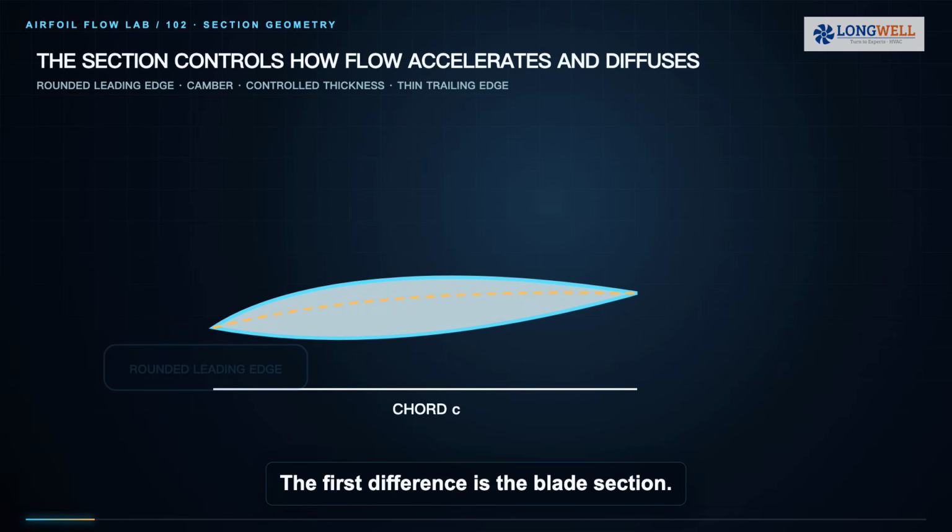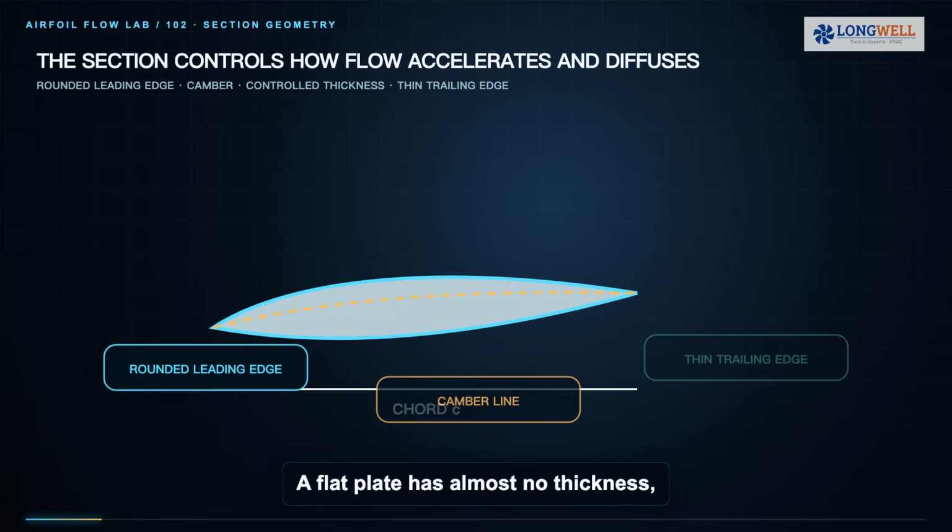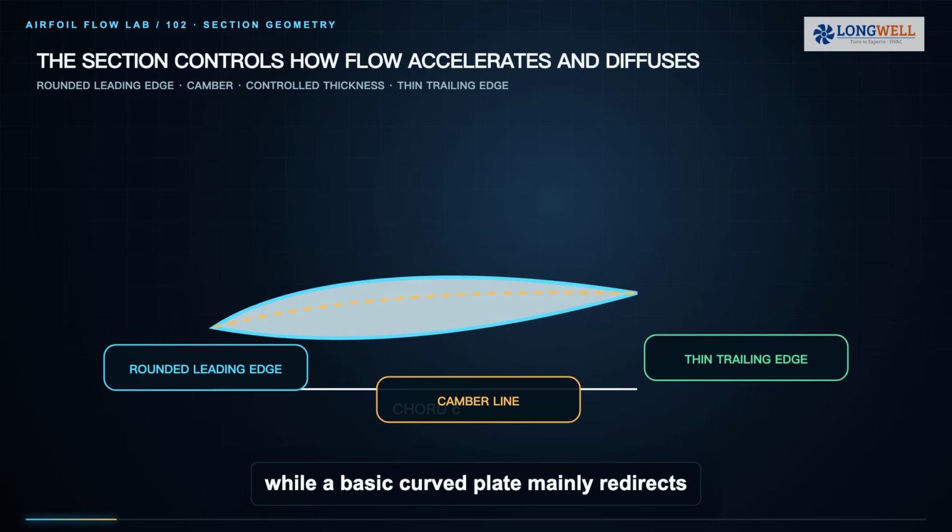The first difference is the blade section. A flat plate has almost no thickness, while a basic curved plate mainly redirects the flow. An airfoil adds a rounded leading edge, controlled thickness, camber, and a thin trailing edge. Together, those features manage acceleration and diffusion through the rotating passage.